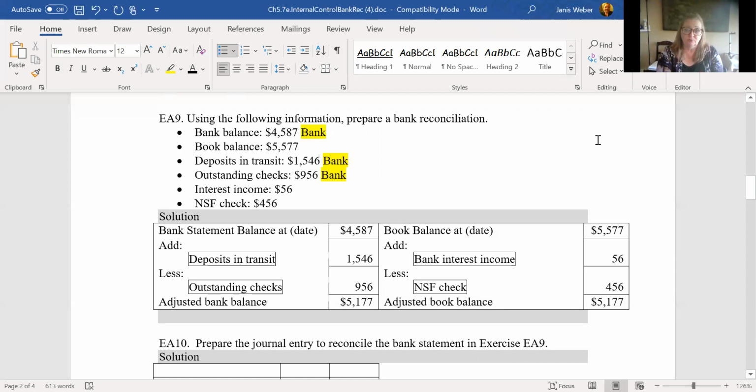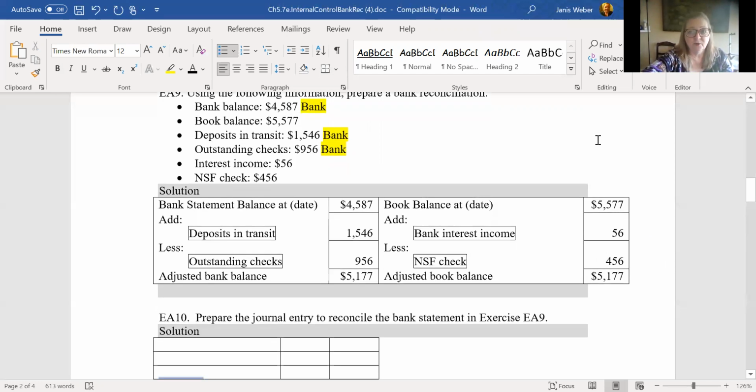I look back at my adjusted bank balance and it's the same number. So I'll cheer for myself and congratulate myself. And so this is all good. We balanced, so we're happy.